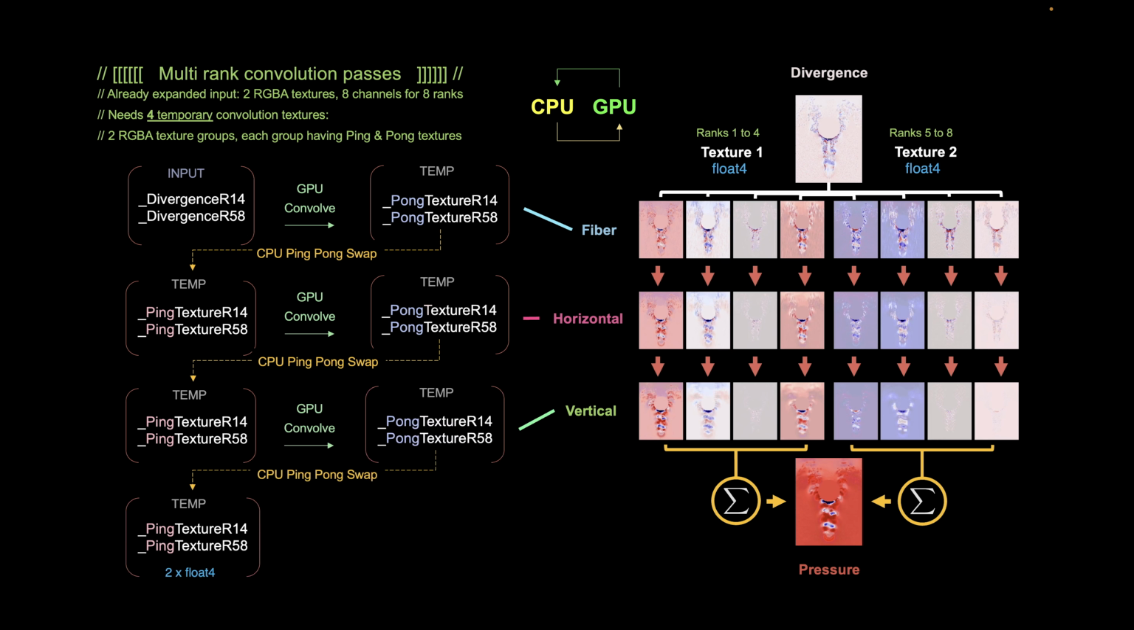At the end, we're ready to collapse all 8 channels into one to get the final scalar values for the output pressure. We pass the output of the vertical convolution, which already contains the results of all 3 convolutions, to a simple shader that does the summation for us. And voila, we get the final pressure.